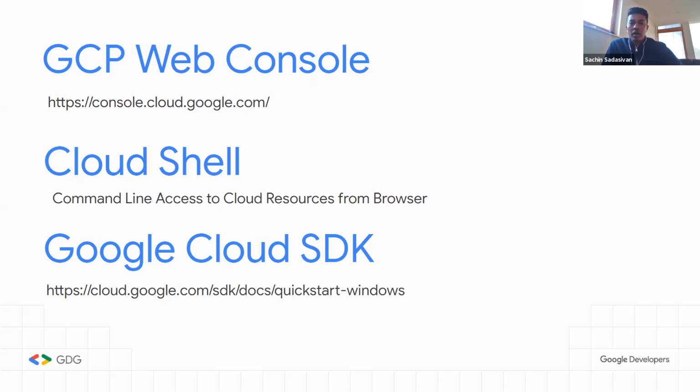The third option is Google Cloud SDK. You can download Google Cloud SDK from the link shown here and install it on your computer based on your operating system. Since I'm using Windows, I use the Windows installation for this Google Cloud SDK. But if you have any other operating system, you can find the SDK link for your operating system as well. We are going to interact in this demo with all these 3 different options. I will show that one by one.